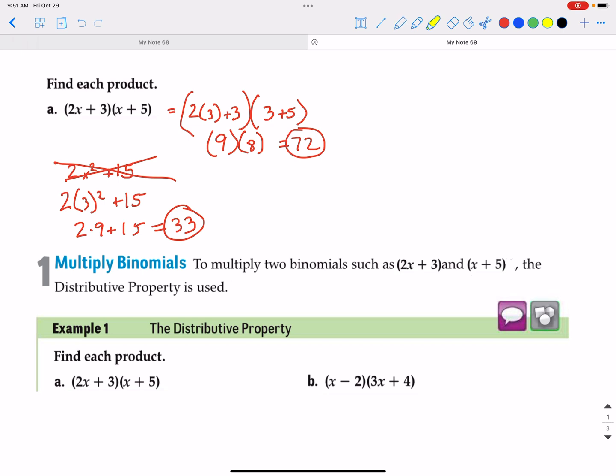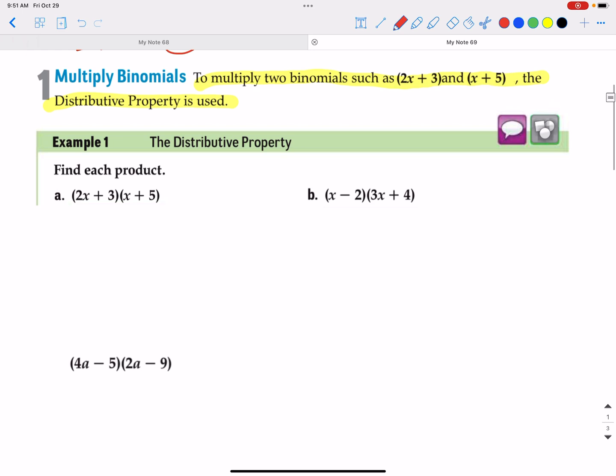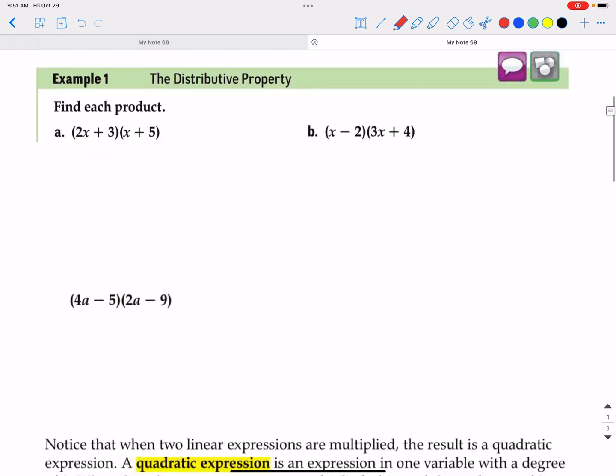To multiply polynomials, such as 2x plus 3 and x plus 5, the distributive property is used. Yes, this is still a distributive property question. So in this case, when you use the distributive property, you're going to multiply the first term times both terms in the second set of parentheses, and also the second term times both terms in the second set of parentheses. So the proper way to do this one is to do 2x times x, which is 2x squared, and we did do that. But you also have to take 2x times 5, and that is 10x. Then you would also take 3 times x, which is 3x, and then 3 times 5, which is 15.